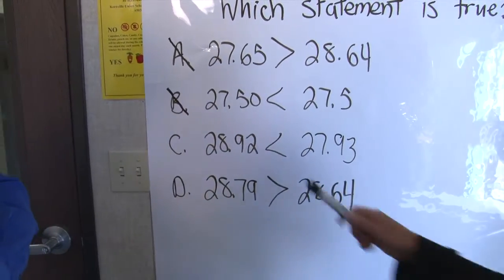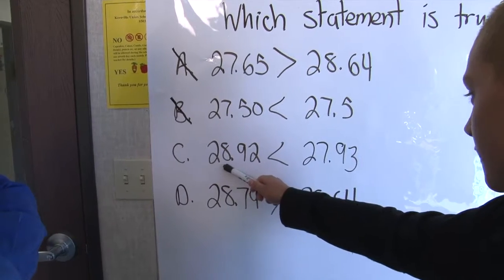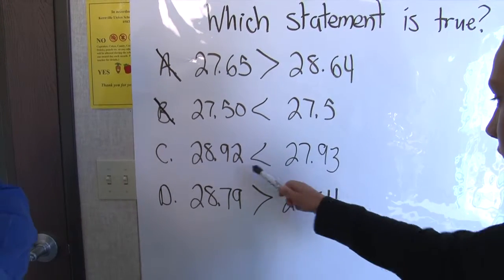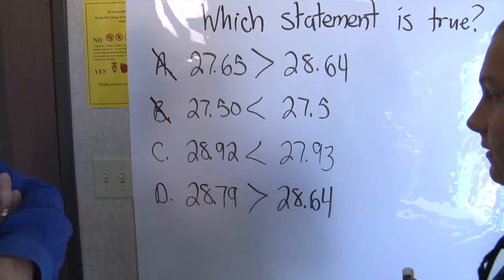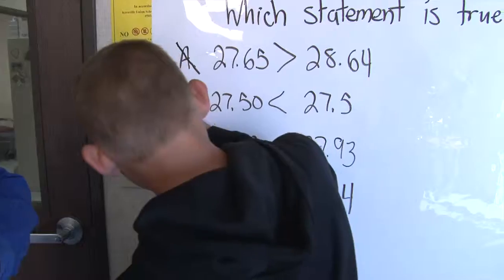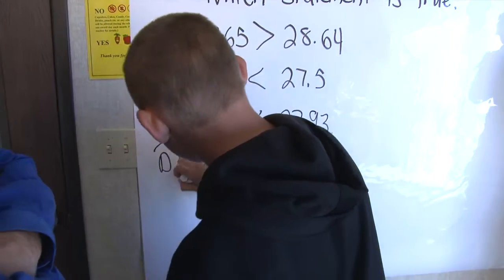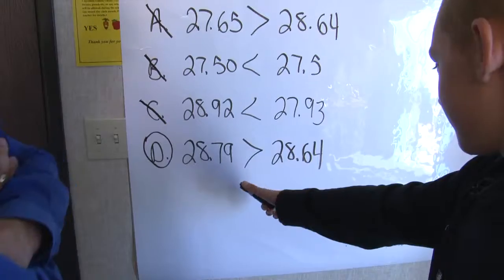For C, this one cannot be true because I already see 28 is bigger than 27, and it's saying that's less than, so that one can't be right either. Well, D had better be right then, huh? Yeah. Well, you circled it without even looking at it. Let's check it first. All right.